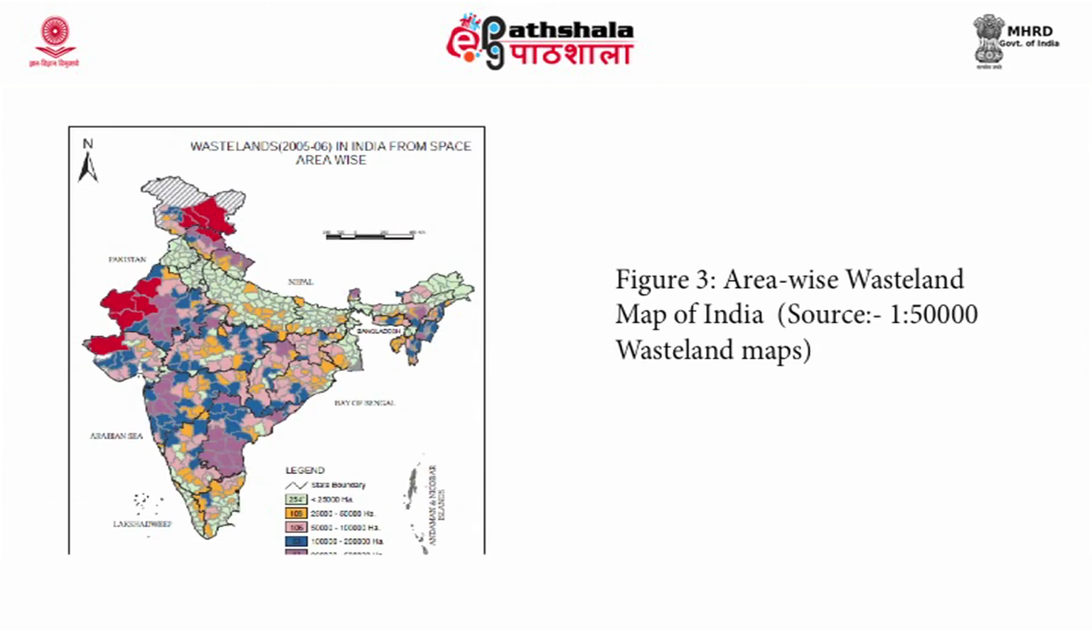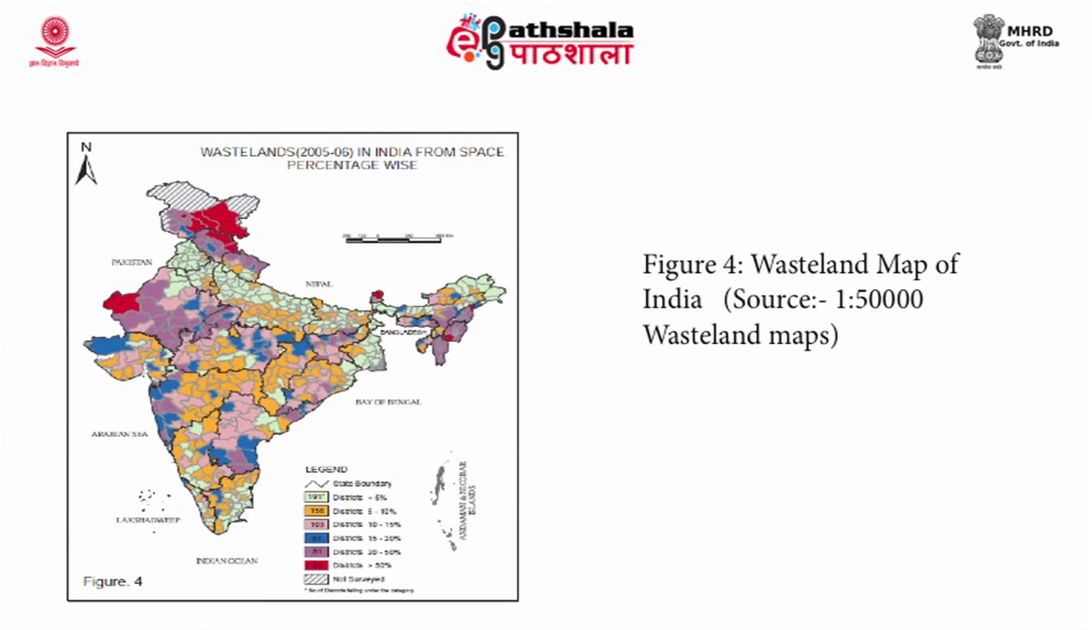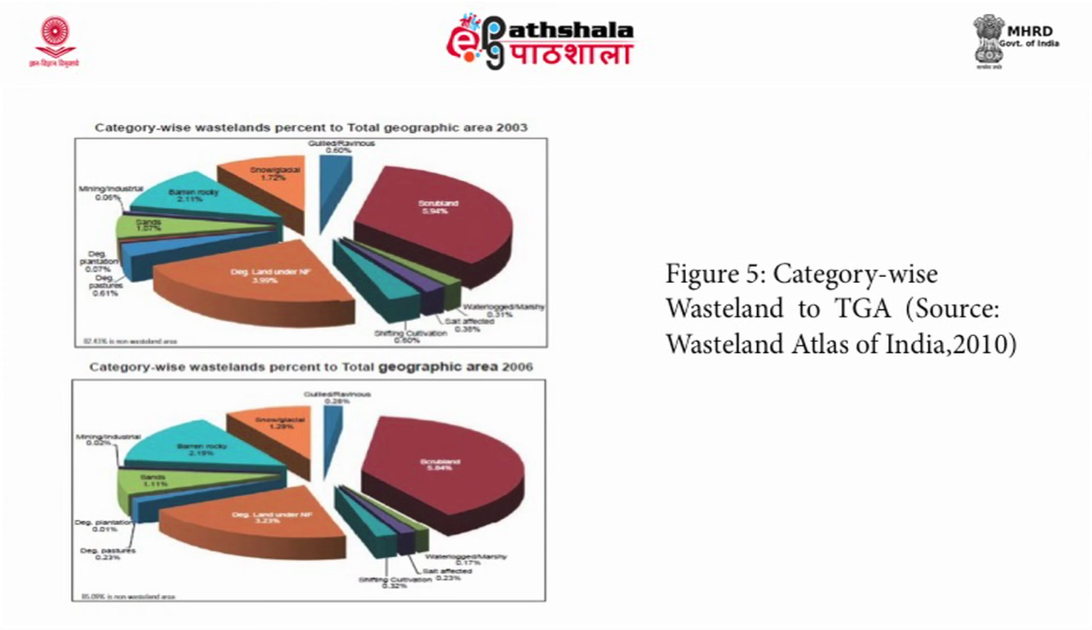In this figure showing the area-wise wasteland map of India on a scale of 1:50,000, 9 districts have an area greater than 5 lakh hectares, which chiefly belongs to the states of Gujarat, Rajasthan and Jammu and Kashmir. Coming to the percentage-wise wasteland map of India, 10 districts have an area under wastelands of more than 50%. The next figure shows the data obtained for wasteland over the entire country for two periods, 2003 and 2006. This includes all the 13 categories of wasteland that have been defined by the National Wasteland Development Board.